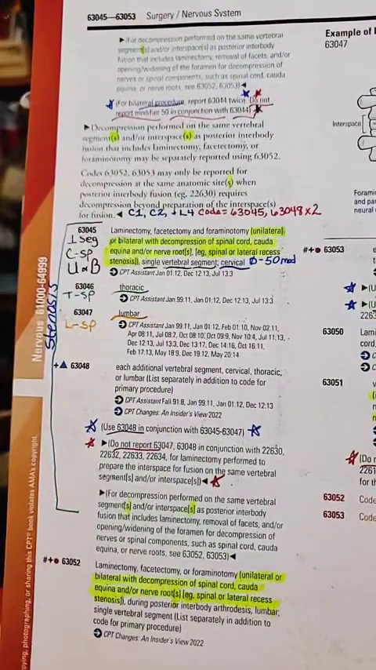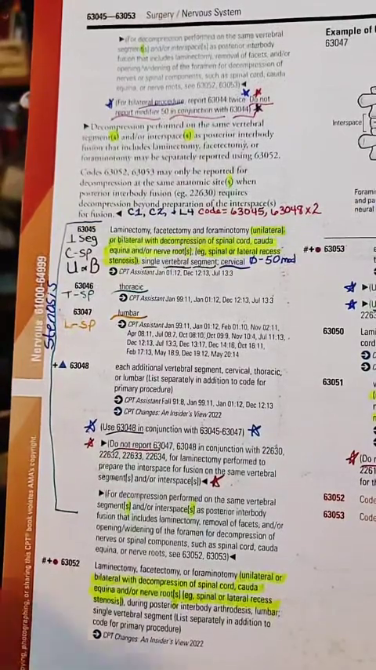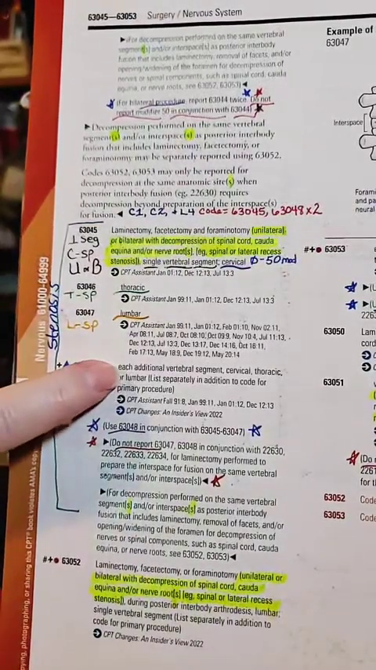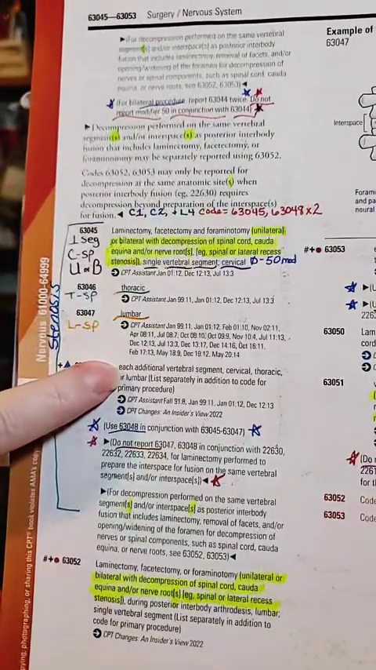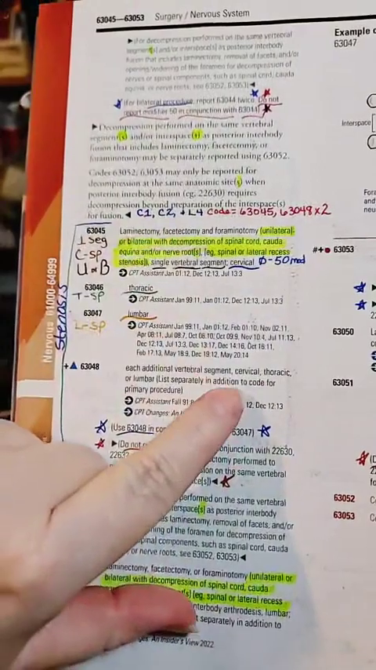Don't ask. I don't know anything else than that. It's just an example I've had, and hopefully it makes sense. This is each additional, and it can be cervical. Since there's 2 cervicals, we did it times 2.